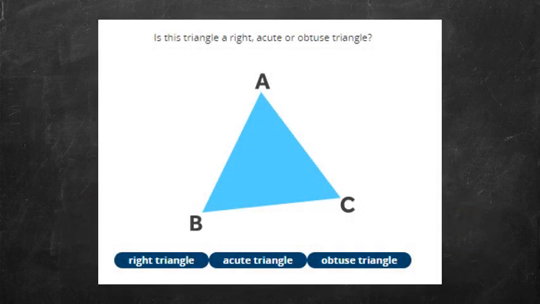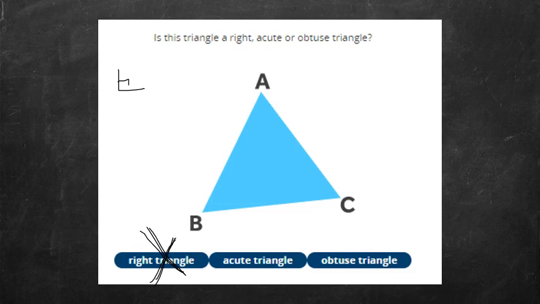All right, so let's look at some questions. Is this triangle a right, acute, or obtuse triangle? Well, if I look at the angles and I remember my notes, I know that a right triangle has to have at least one angle that measures 90 degrees, okay? So if I look at these, can I put a square in this corner? No. Can I put a square in this corner? No. What about this corner? No. So I know that this is not a right triangle, okay?